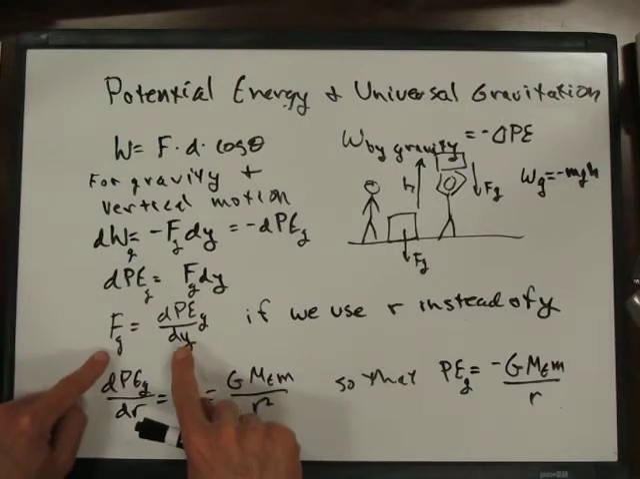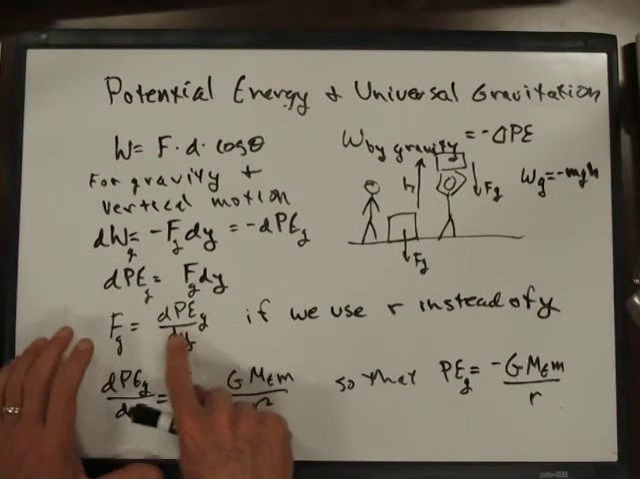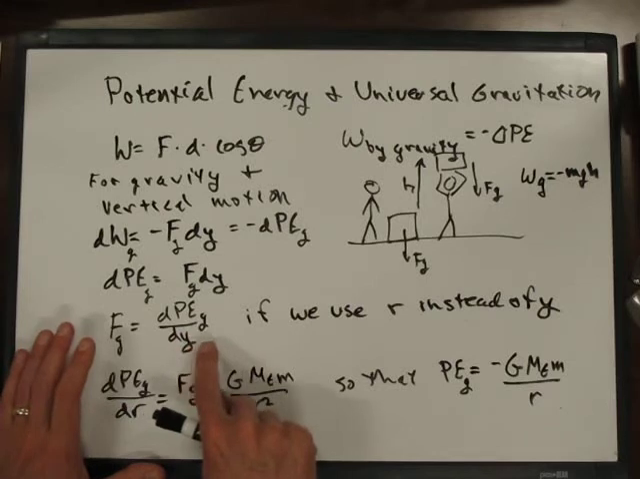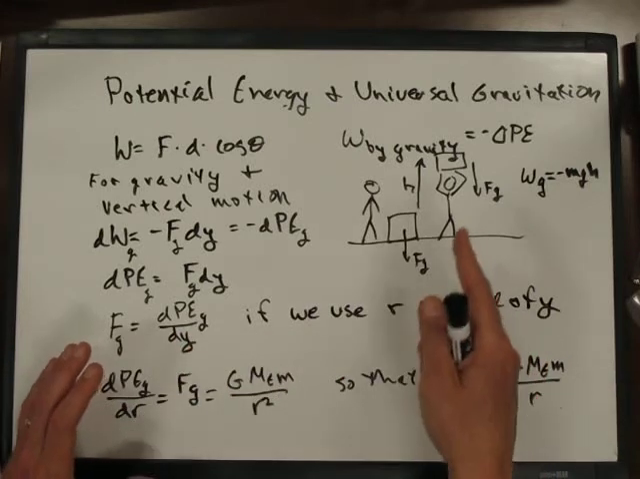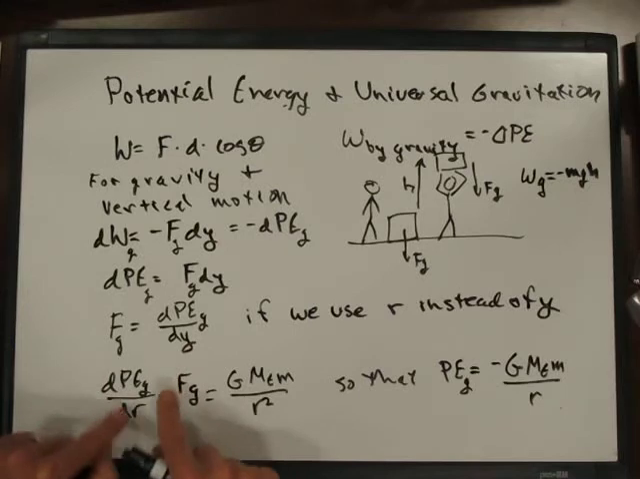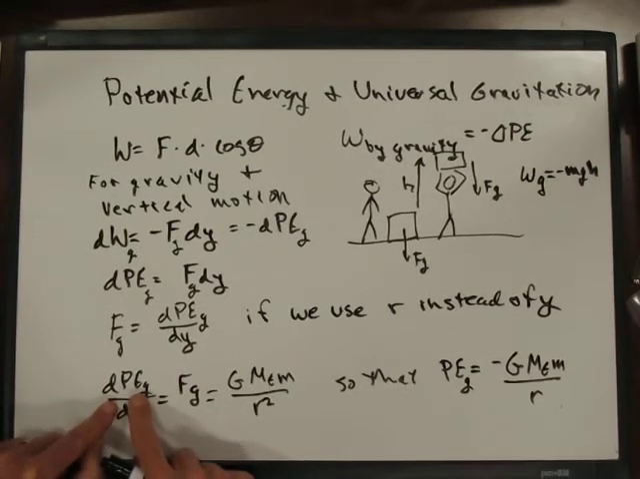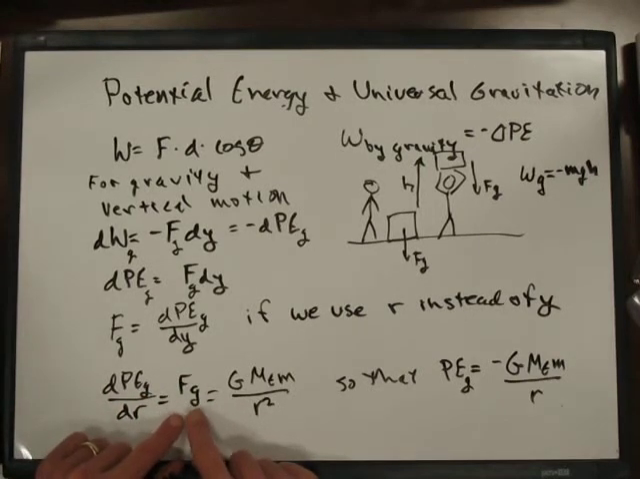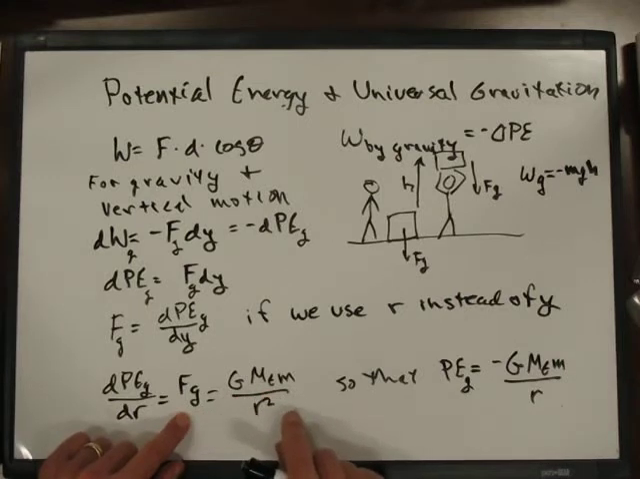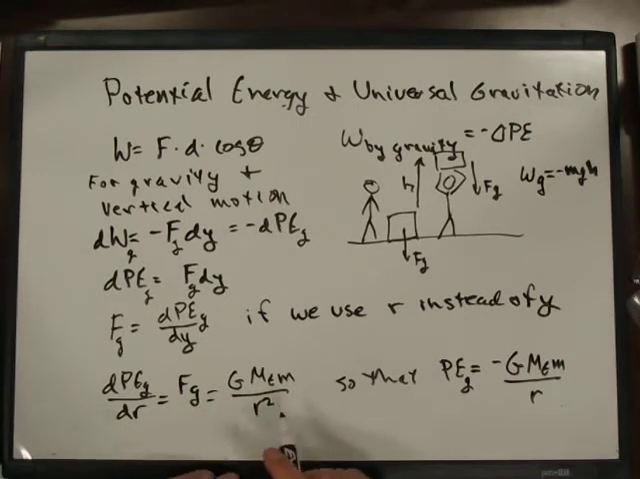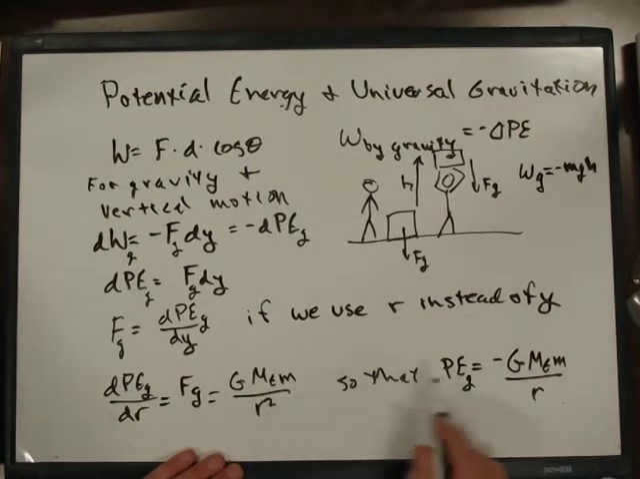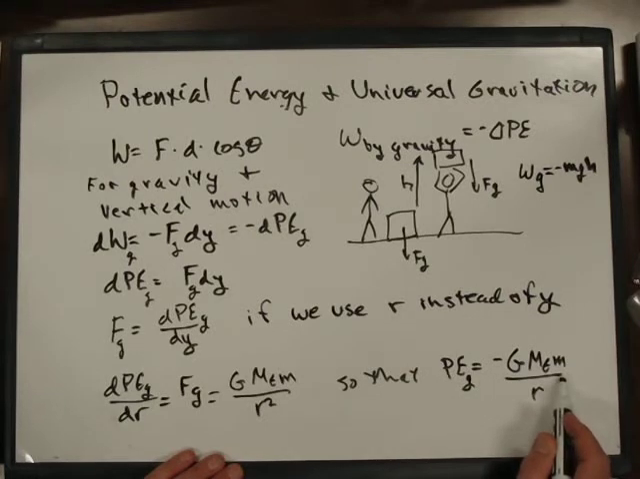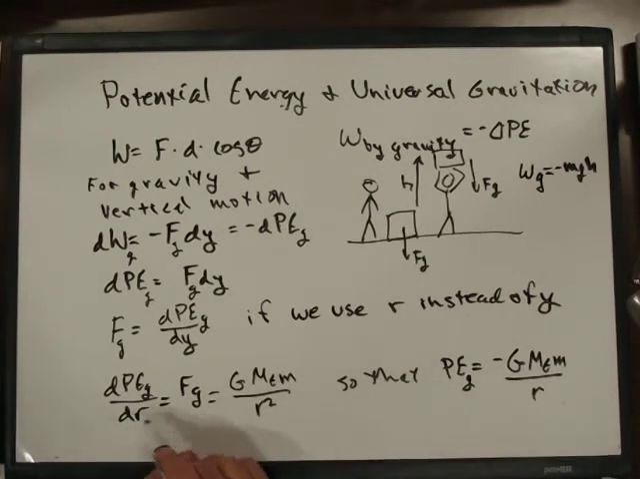And so that says the force of gravity is equal to dPe, the change in potential energy with respect to height. If we use r instead of y for our vertical direction, we can just rewrite this dPeg. So the incremental change in potential energy with respect to r, which is now our vertical variable, is equal to the force of gravity, which is GMm over r squared. And you don't have to know much calculus to be able to figure out that this quantity, when you take its derivative with respect to r, gives you this quantity.